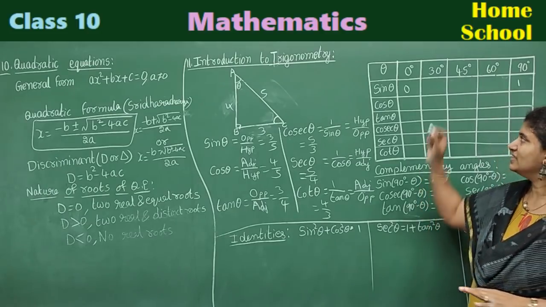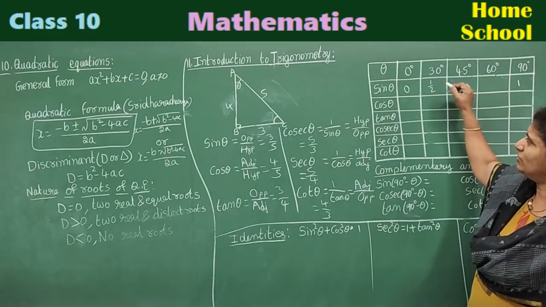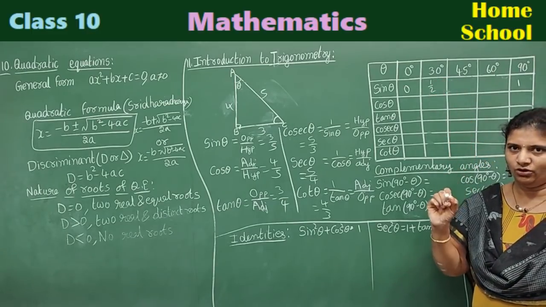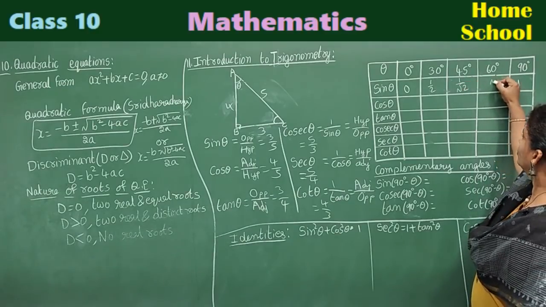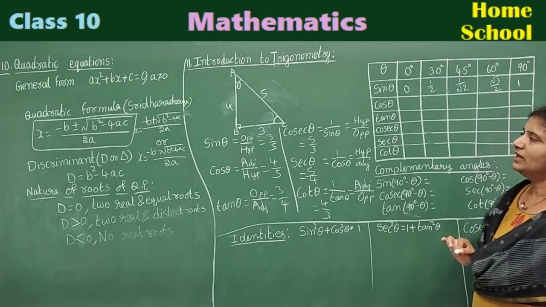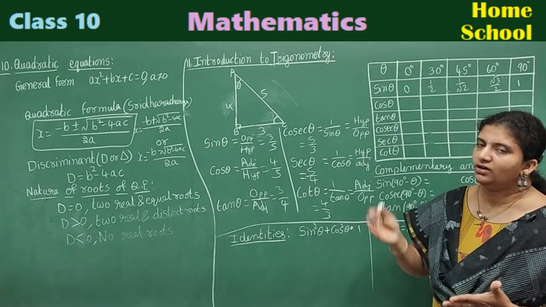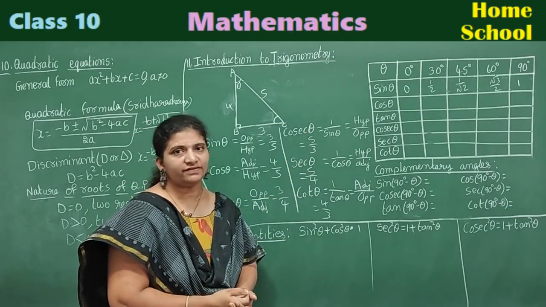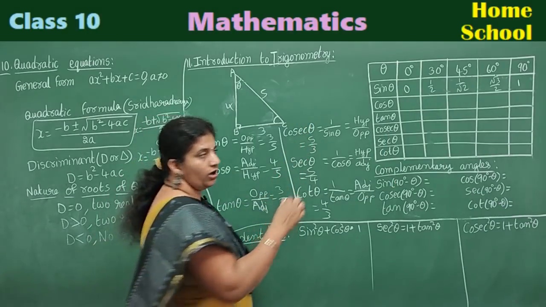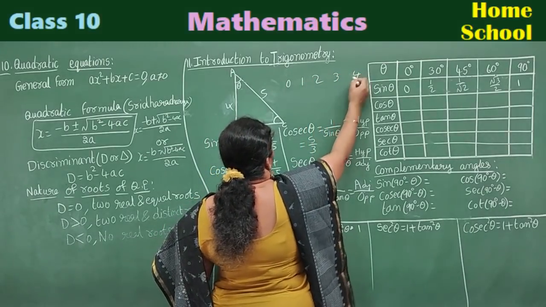Let's see how it is. 0, 1. In the middle it will be half, no? I will write here: 0, 1 by 2, and then 1 by root 2, root 3 by 2, 1. And one more thing, if you want to remember in this manner also, you can. Let us write 0, 1, 2, 3, 4. You can remember the first line carefully, or you may remember the 0, 1, 2, 3, 4.